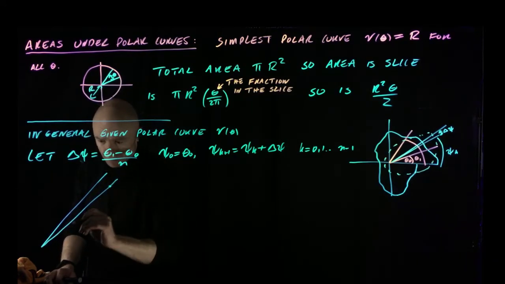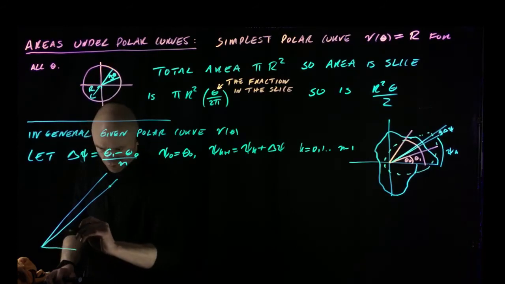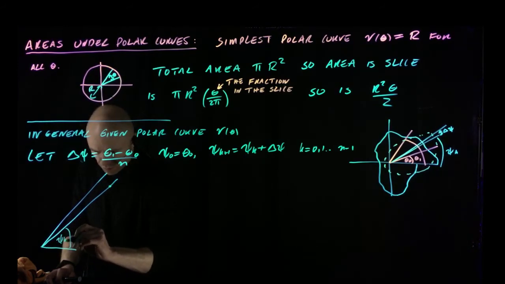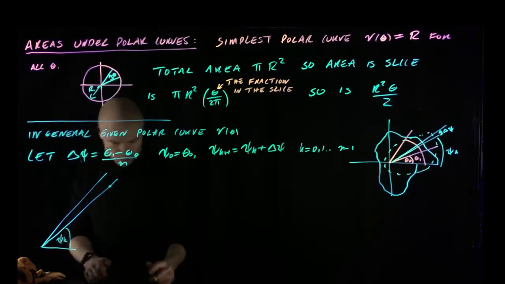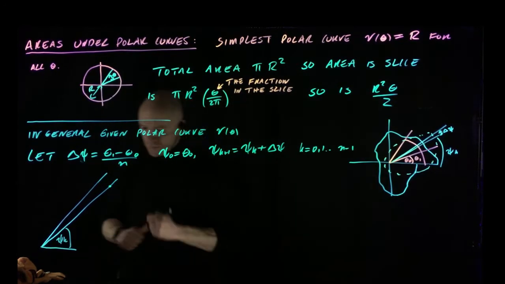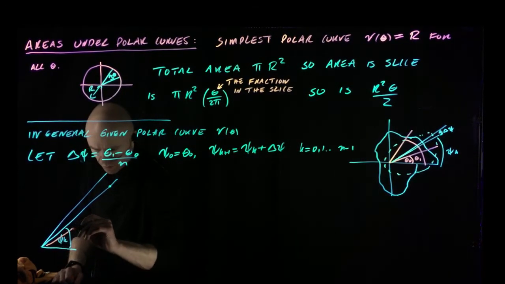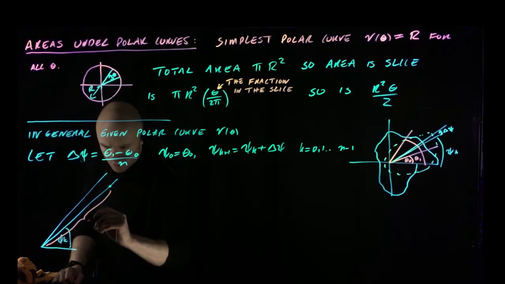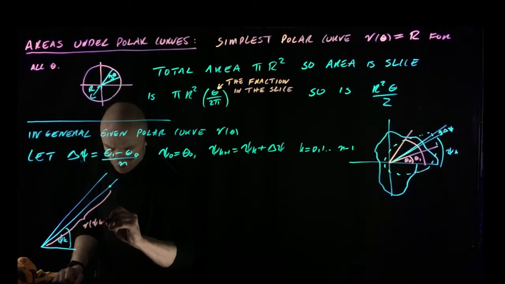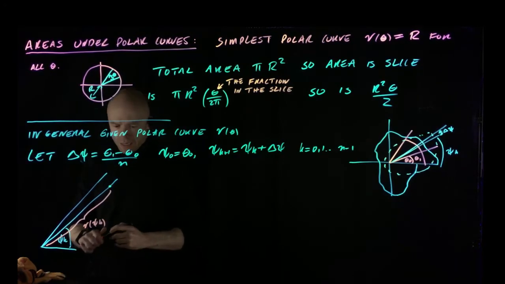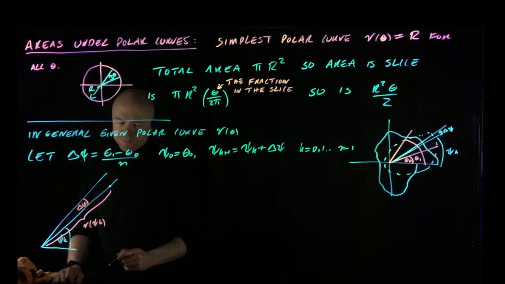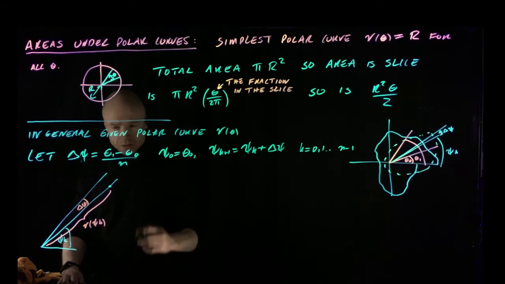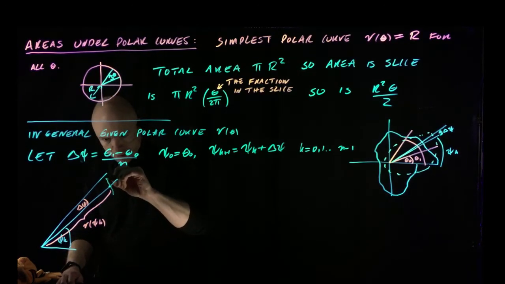So this is the angle phi k, right? This distance here, in the same color, this distance here is r of phi k, right? And the angle right here is delta phi, right? And the actual polar curve is doing some kind of thing like this, whatever.